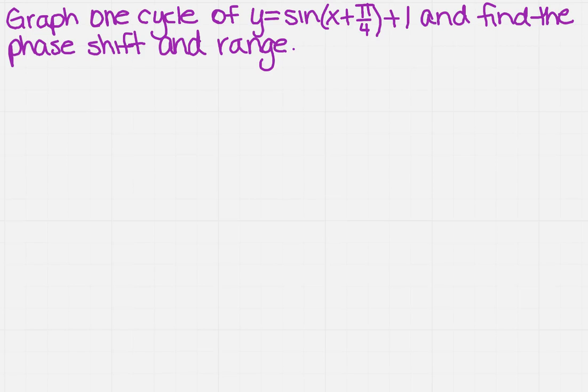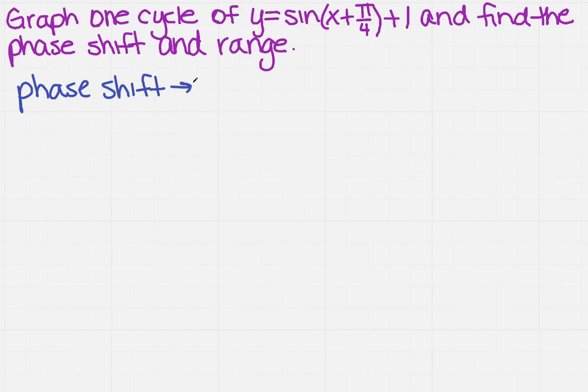We want to graph one cycle of y equals the sine of x plus pi over 4, the whole thing plus 1. We need to find the phase shift and the range. Now, how are we going to go about doing this one? Well, we can find the phase shift. That's easy, right? Because we can do that based on the actual equation.